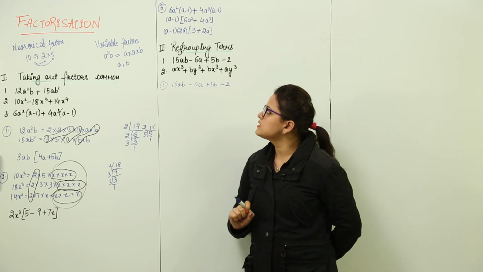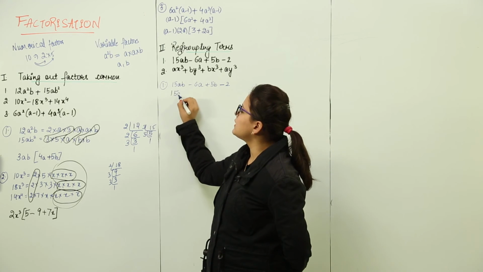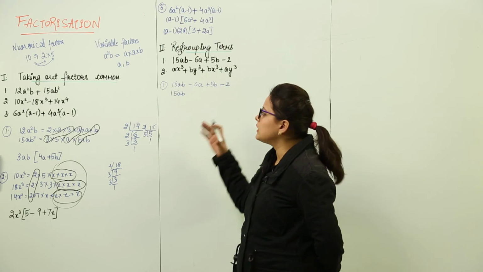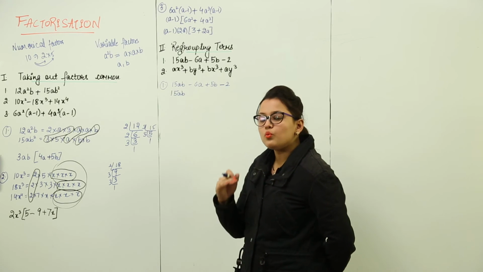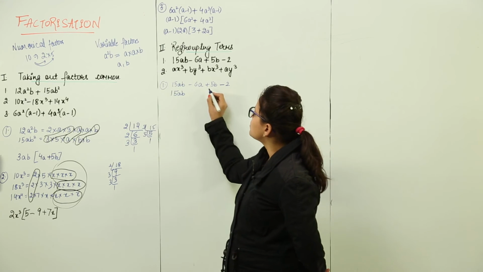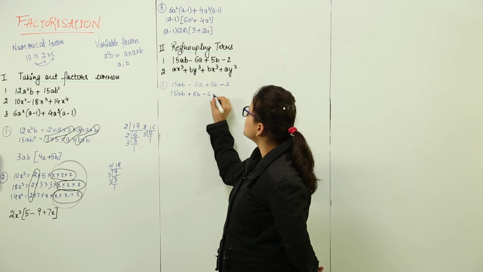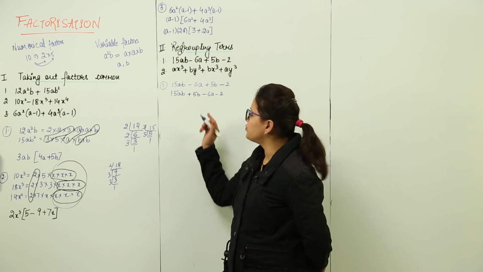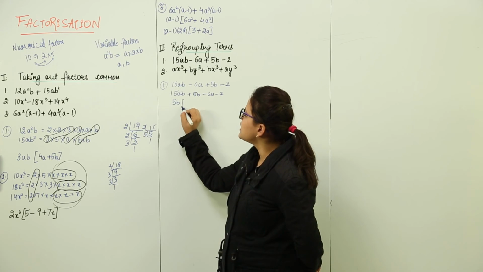How do we factorize this now? We have to regroup the terms. How do we regroup? That is your hit and trial. The more you practice, you will be able to understand which term is to be regrouped where. There is no such rule which term you have to bring at the first or take to the last, right? So we take 15ab and 5b first and we write minus 6a minus 2 at the last. Why have I done that? I will show you. In these both terms, what do we have common? We have 5b as common.